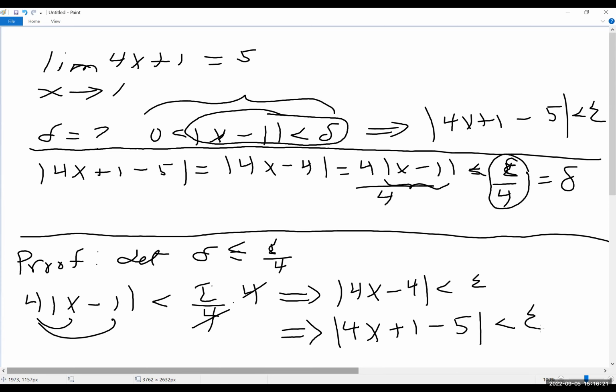So I'm done with the proof after choosing the delta appropriately based on my scratch work, and letting delta be epsilon over 4 because of my scratch work, and then starting with my assumption. And then from there, I went on to complete the proof.